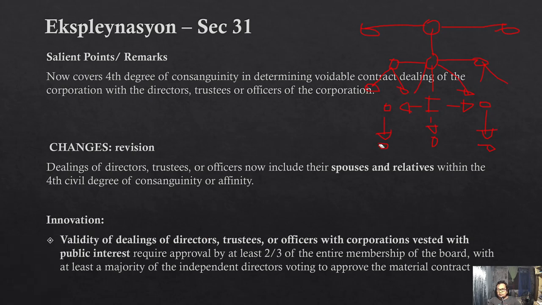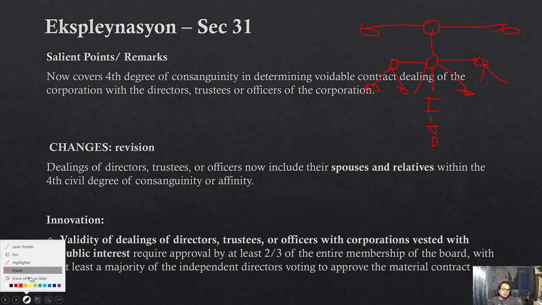Saan ito? Sa estate tax nyo to. Oo, sa estate tax nyo to. Galing natin to. Sa transfer tax, under estate tax.